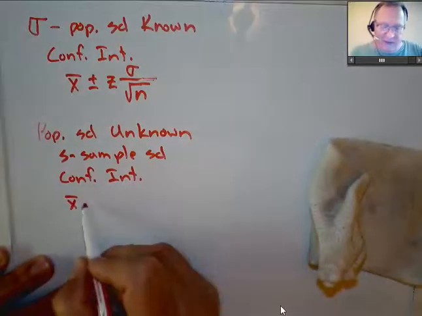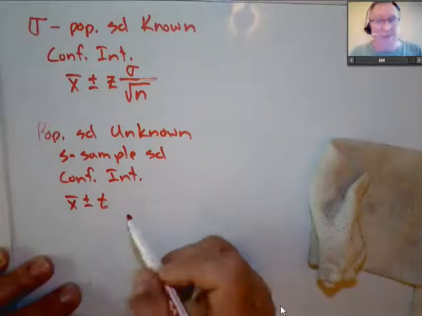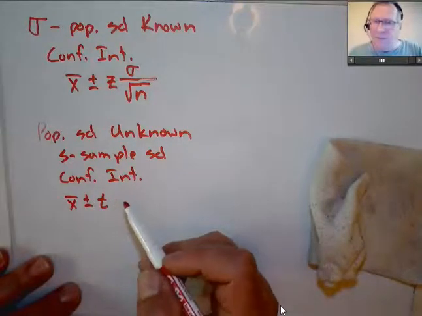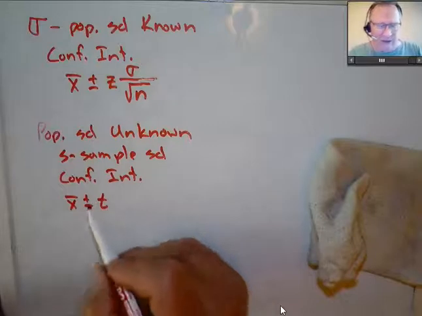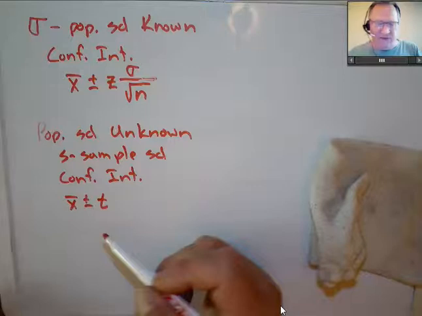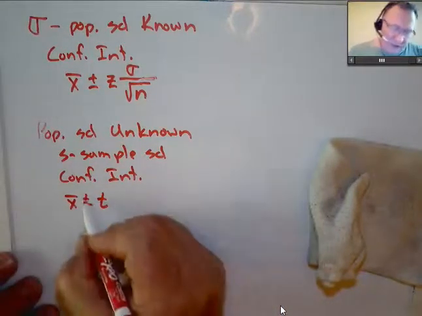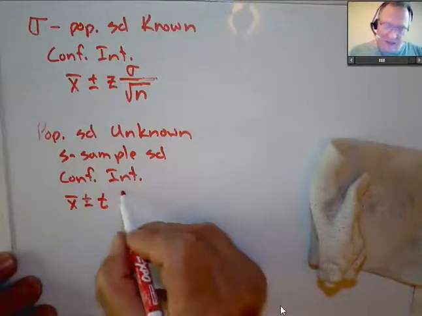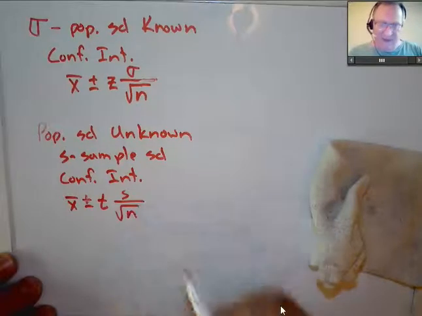Again, we'll have x bar plus or minus something we're going to learn about called the t statistic. It's like the z statistic, but it's a little bit more conservative. We don't know as much about the population, so we have a value called t that is a little bit more conservative, not as liberal as the z statistic. Okay, so x bar plus or minus t times S, sample standard deviation, divided by the square root of sample size.